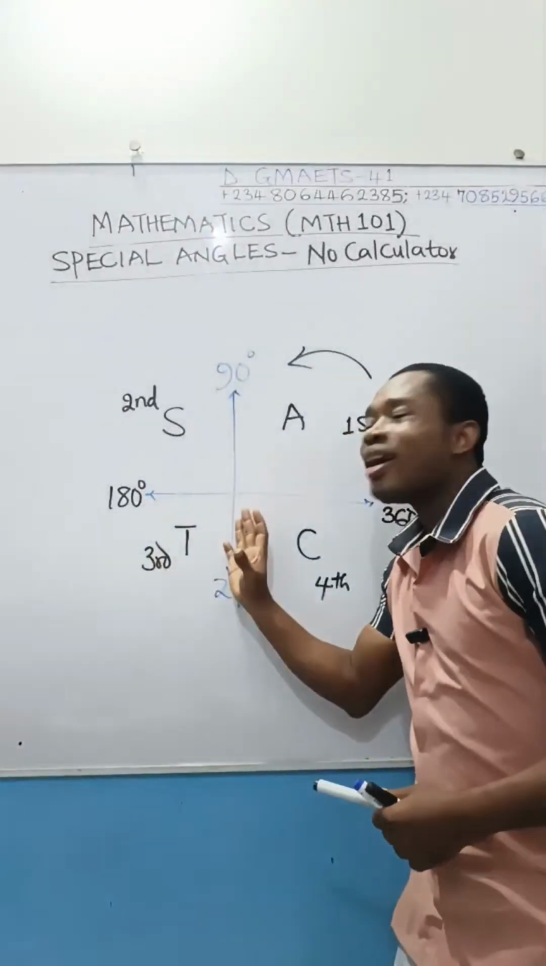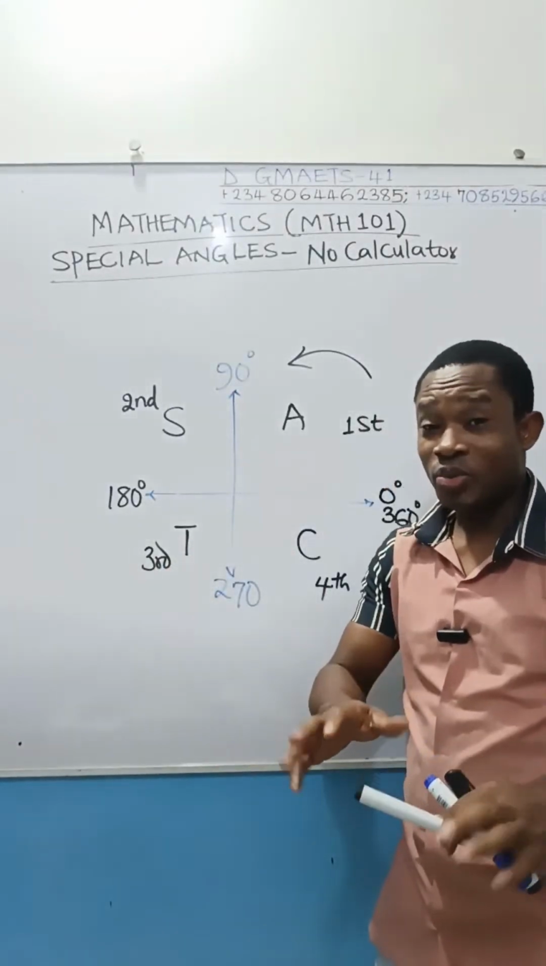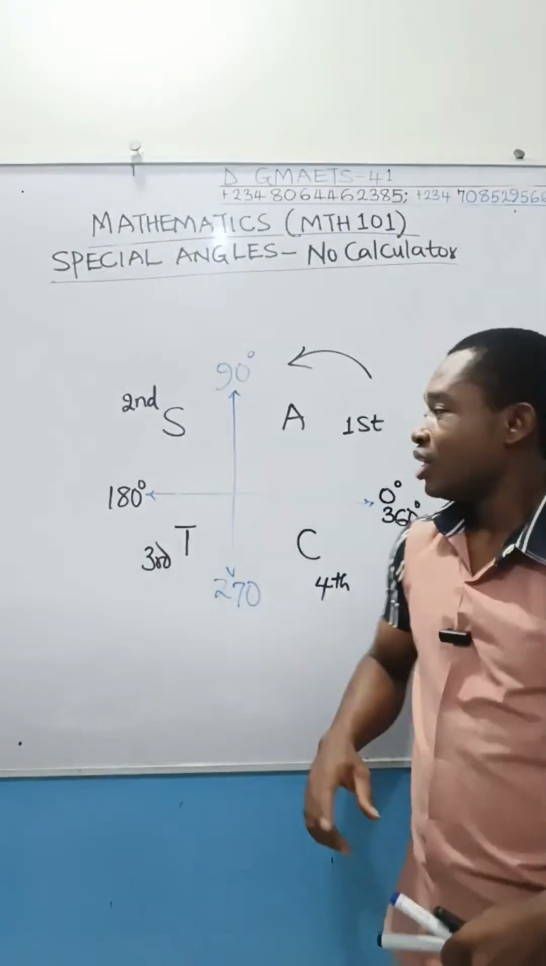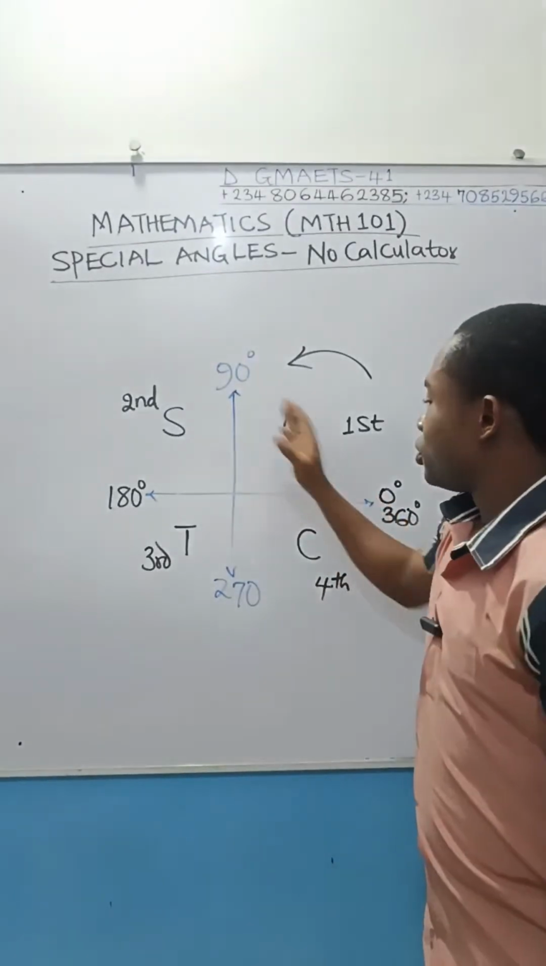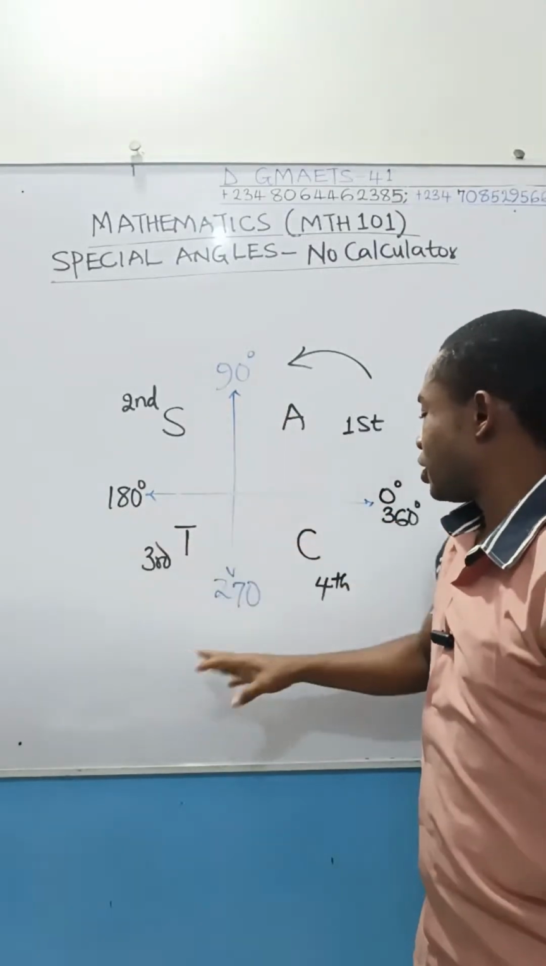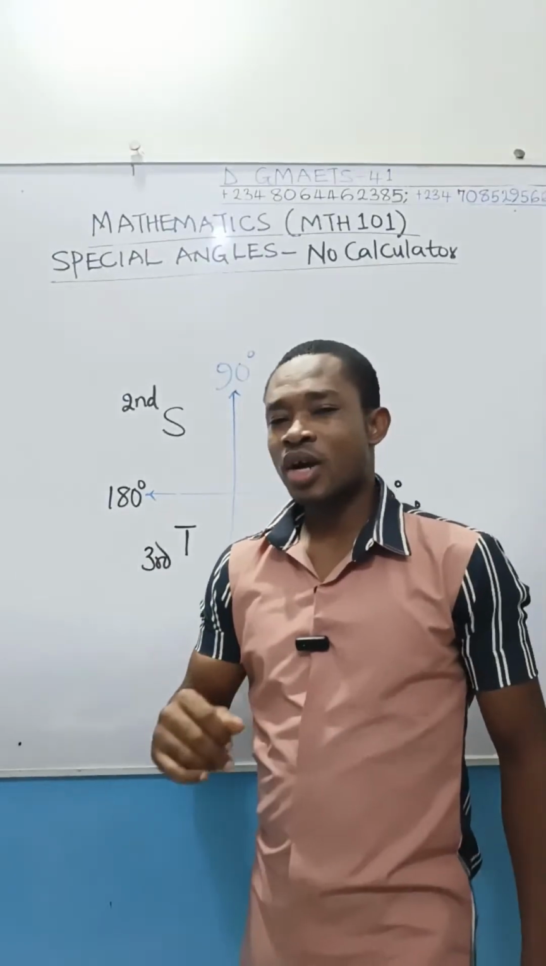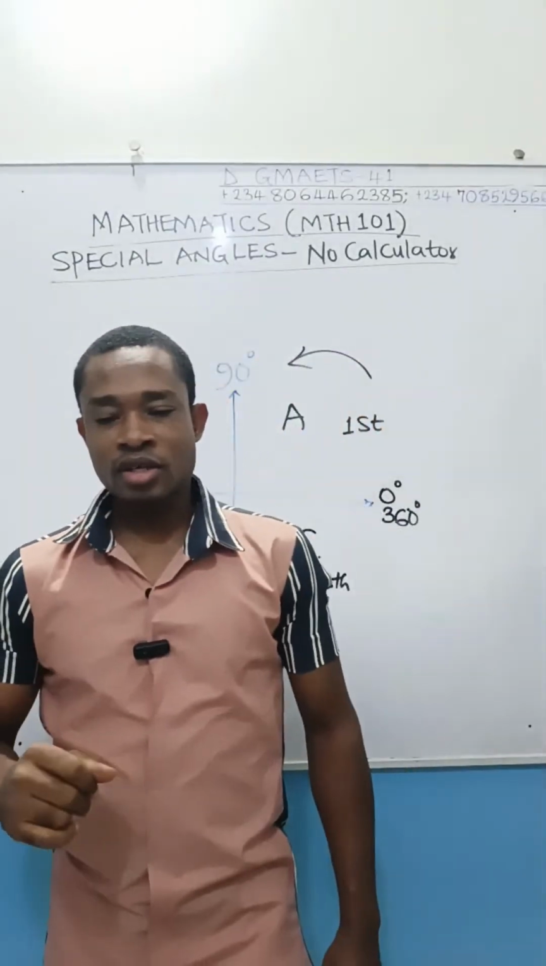You may have known this before now. But calm down, we are heading somewhere. These 4 angles or 5 angles from 0 down to 360: 0, 90, 180, 270, back to 360 here, they are wonderful angles. They are wonderful angles.